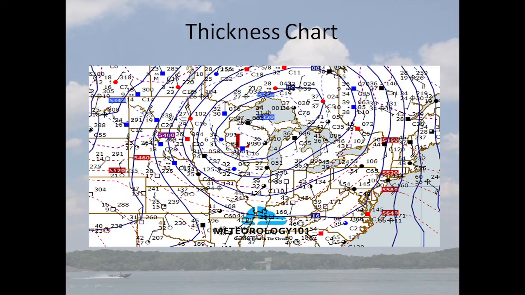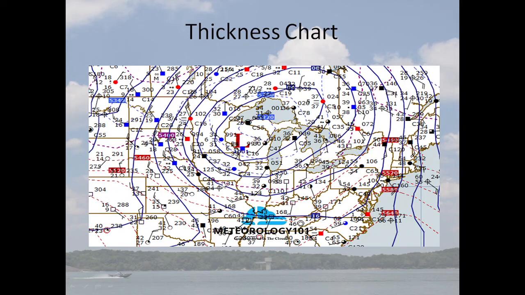So a thickness chart example, still the surface pressure. We're still looking at the same system. The thickness is the 500 millibar lines of equal height, the contours. When we're looking at the 540 line, which it says 5,400 on this chart, that purple line, that's your thickness line for your rain and snow line. Right along that line, 540 decameters, right along that purple line is where you'll have mixed precipitation.